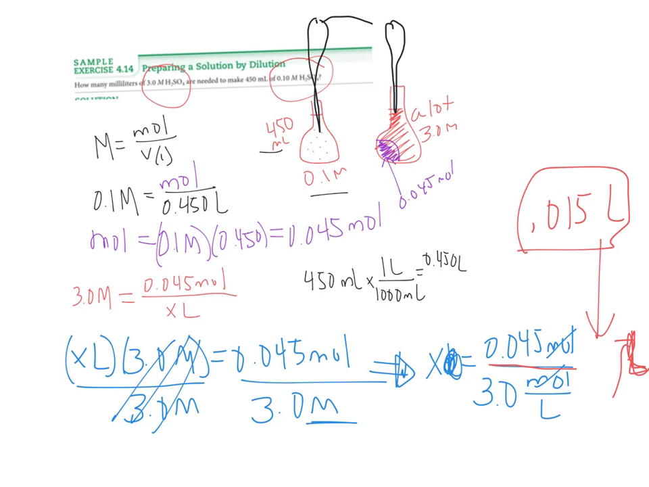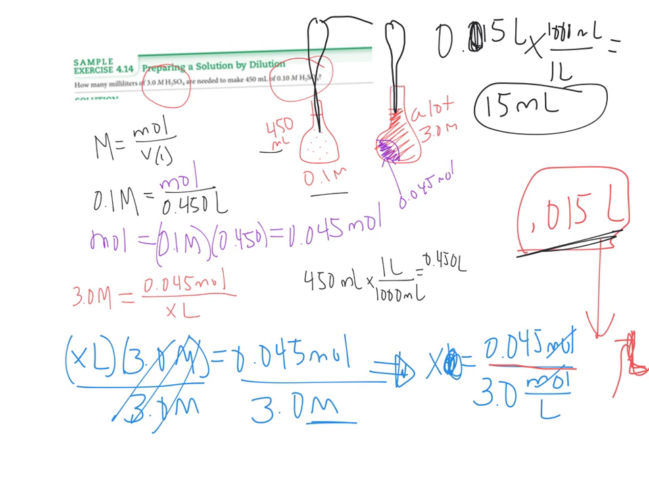And did we answer the question? How many milliliters? Well, this was in liters, 0.015 liters. And we want to convert it to milliliters. 1 liter, 1,000 milliliters. It's going to equal 15 milliliters. So you always want to go back and make sure you answer your question.